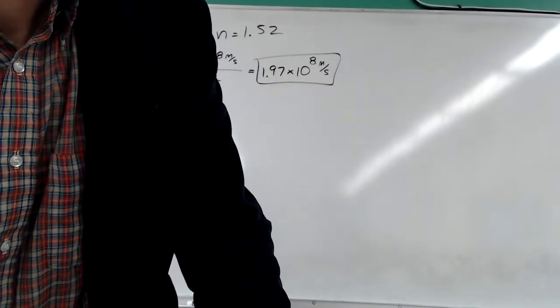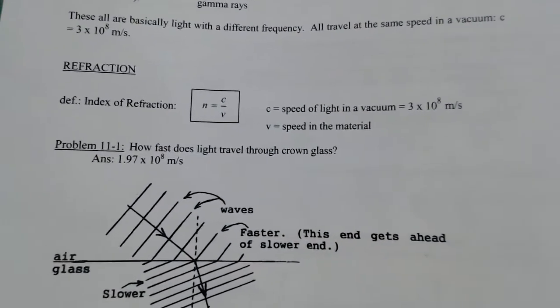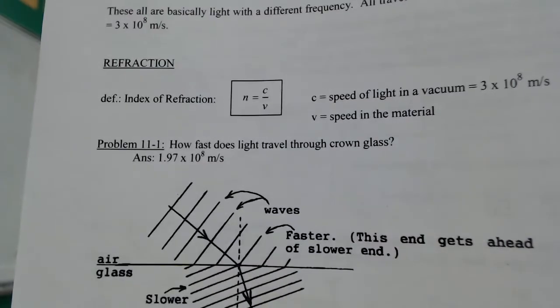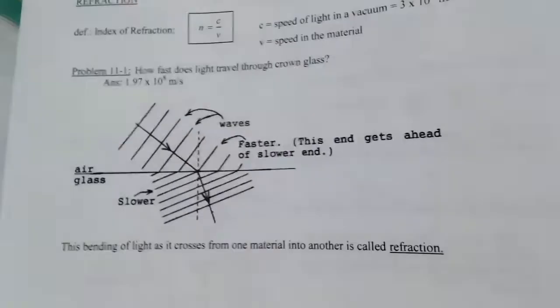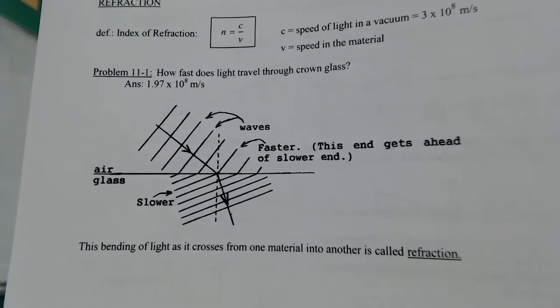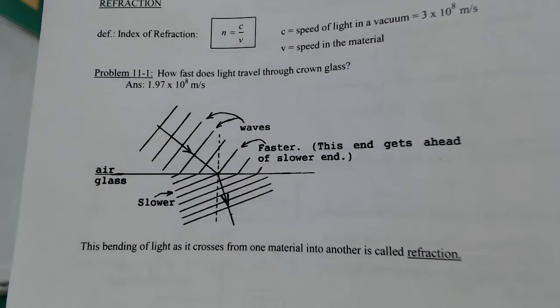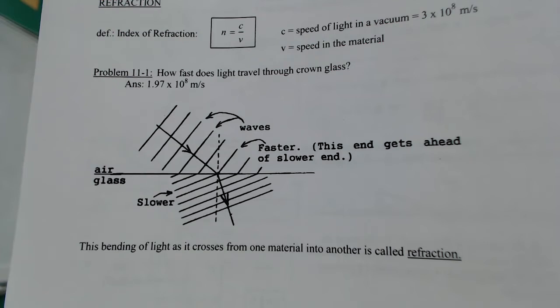So as a result of this change in speed, there is a change in direction when light crosses from one material into another. Well, if the light was to come right straight down square to the surface, then it would just go straight through and all you'd get is a change in speed. And along with it, there's a change in wavelength also.